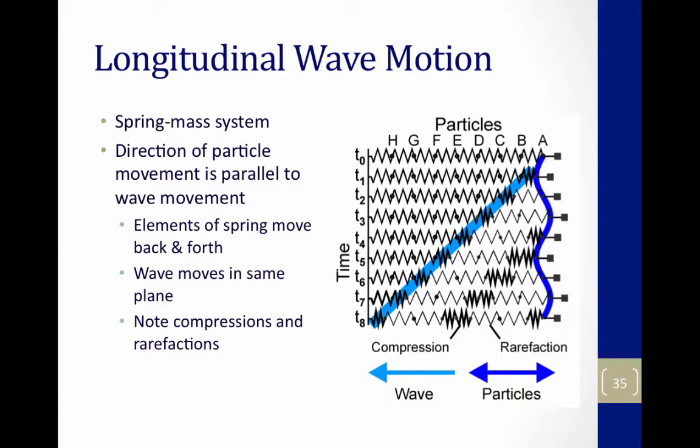Longitudinal motion is straight line motion. This is the motion of our air molecules. So the motion of the air molecules is back and forth, and the motion of the sound wave is out in one direction. So it's all straight line motion. You have periods of compression and rarefaction and compression, rarefaction. As the sound wave moves out, the individual air molecules move around their equilibrium.